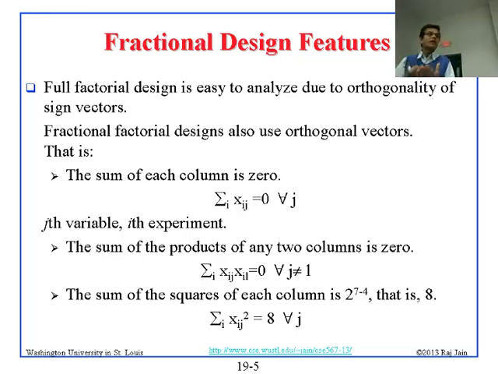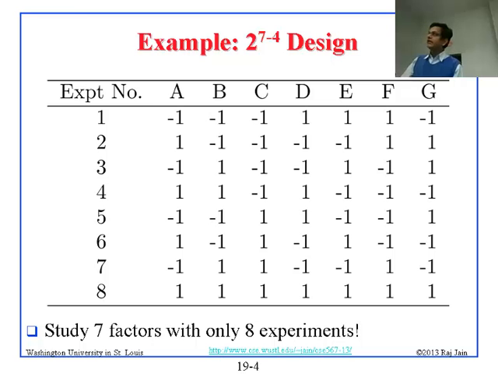When you multiply 2 columns, they will add up to 0 too. And the sum of the squares of the column equals 2 raised to k. So everything was 1 and added up to 2 raised to k. The same thing applies to this design. Although you don't know how I wrote it, you can see every column adds to 0.